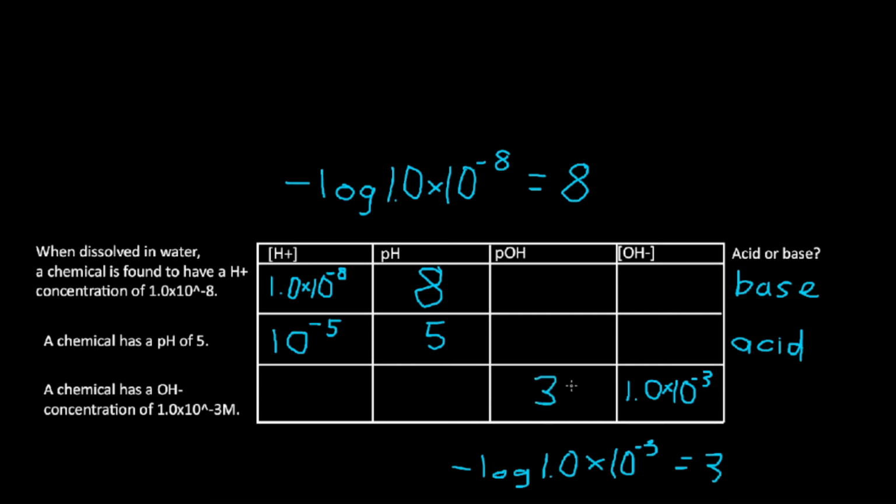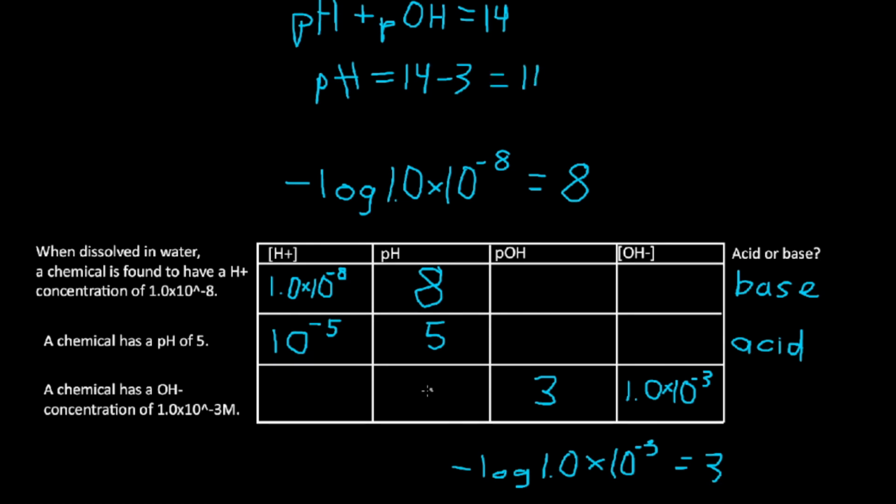Now the relationship between pH and pOH is defined by this equation. pH plus pOH equals 14. So this means that you can actually solve for pH or pOH given one of them. So for example, in this last example, we have a pOH of 3. So pH equals 14 minus 3. And that will get us 11. So pH here is 11. So this is also basic.